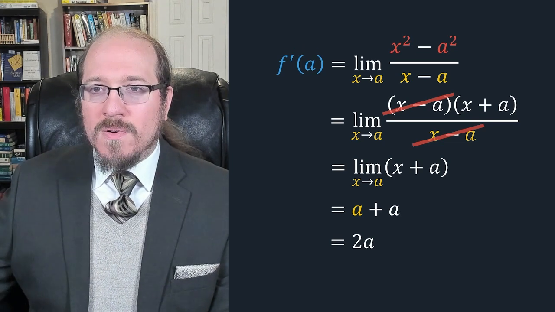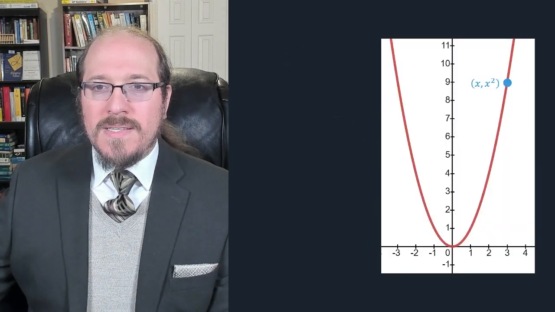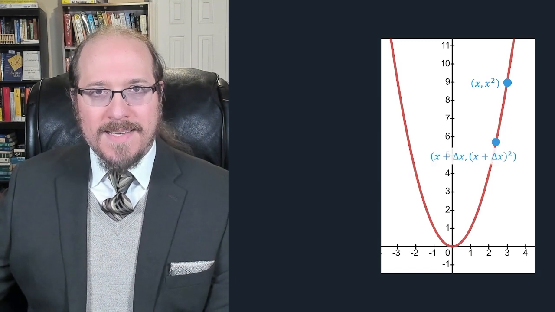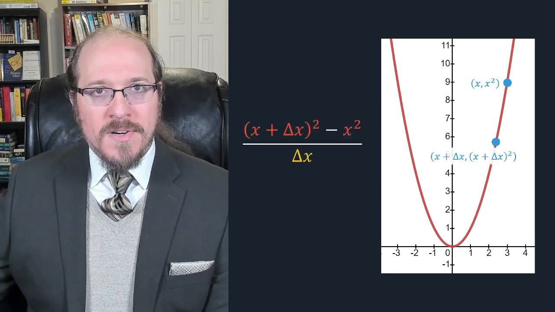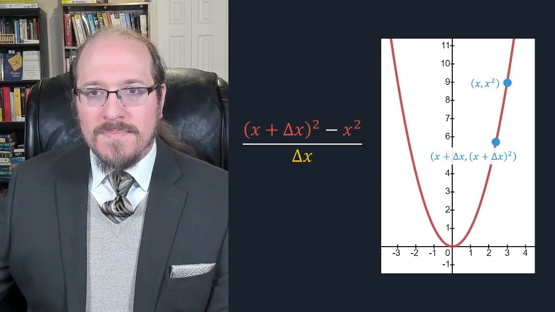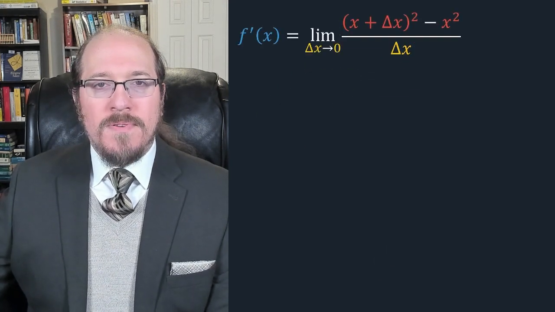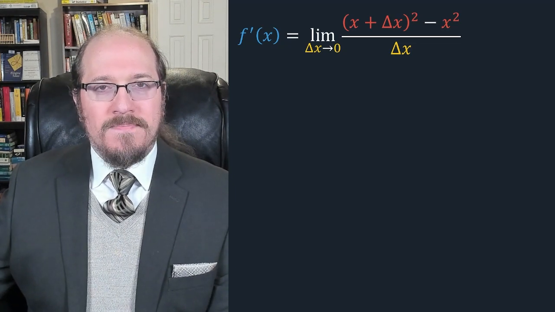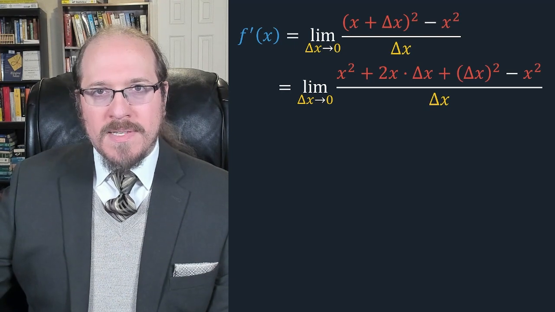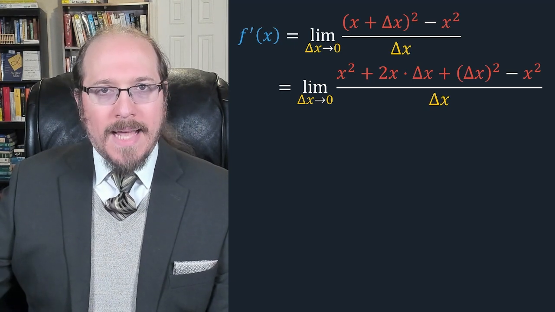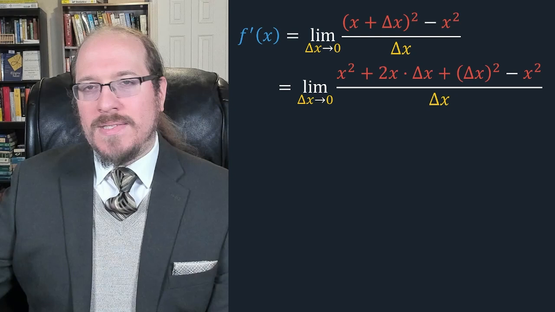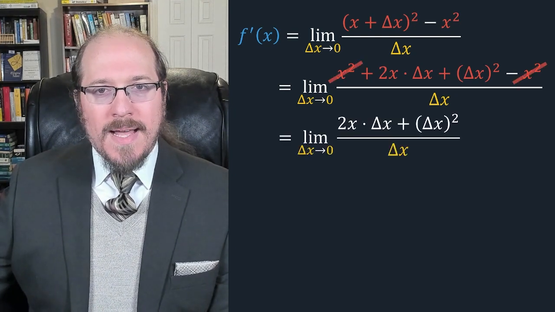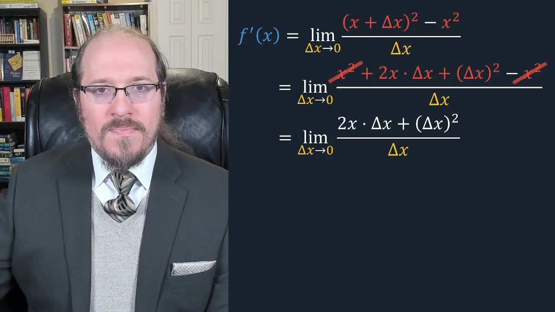Alternatively, to find the derivative function, we could let the stationary point be x and the moving point be x plus delta x, and then look at our second version of the slope formula. By taking the limit of that slope, we get the derivative. Let's do a little algebraic massage to that limit. If we multiply out x plus delta x all squared, we get x squared plus 2x times delta x plus delta x squared. So those x squareds cancel out to 0.